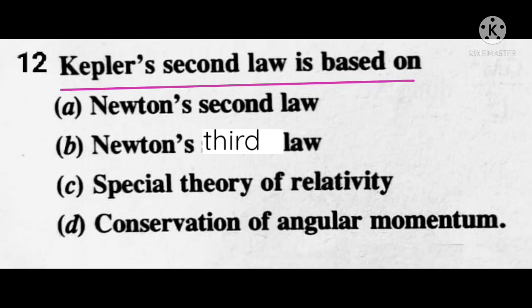Question number 12. Kepler's second law is based on: A option, Newton's second law. B option, Newton's third law. C option, special theory of relativity. D option, conservation of angular momentum. We know that Kepler's second law is based on the law of conservation of angular momentum. So here in this question, D is the correct option. Kepler's second law is based on conservation of angular momentum.